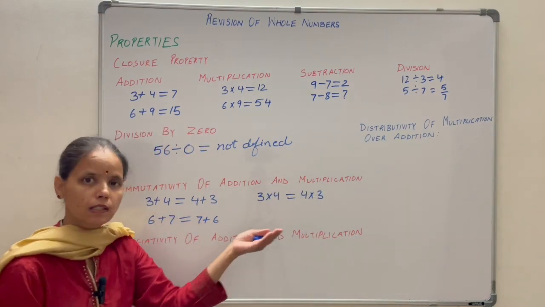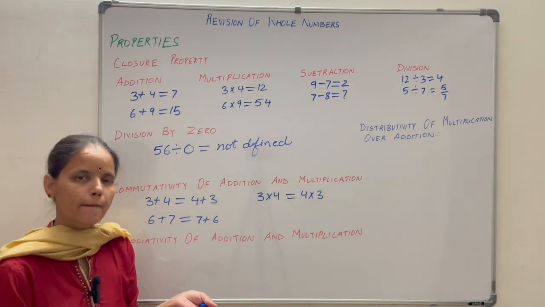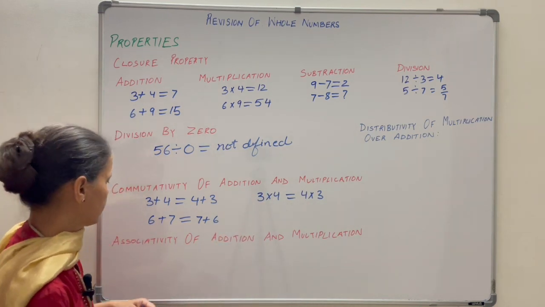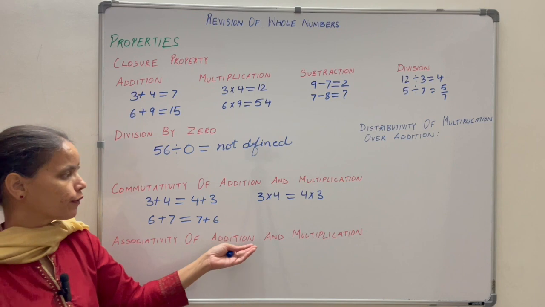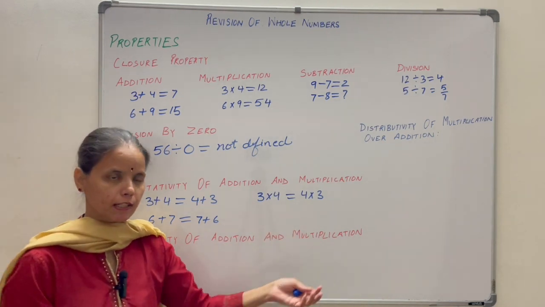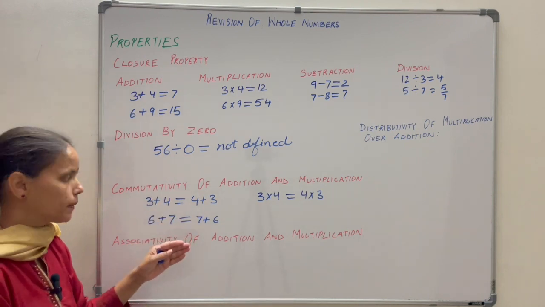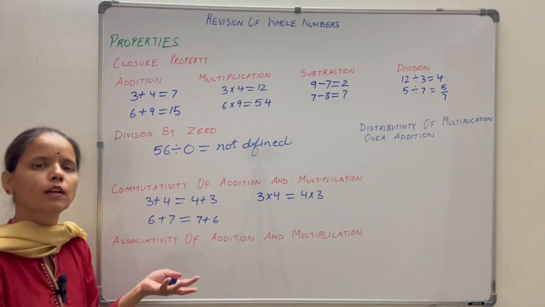In both the cases, the answer is 12. So you can multiply in any order. Now, associativity of addition and multiplication. That means commutativity is for two numbers, associativity is for three numbers.